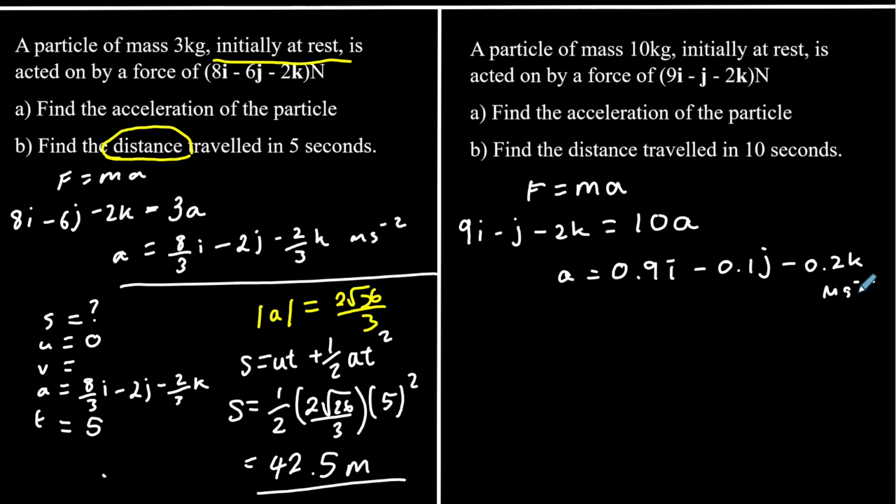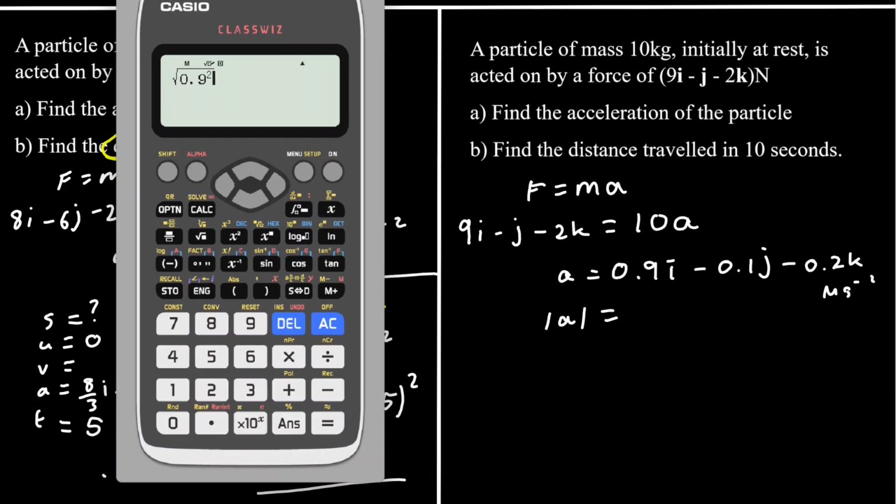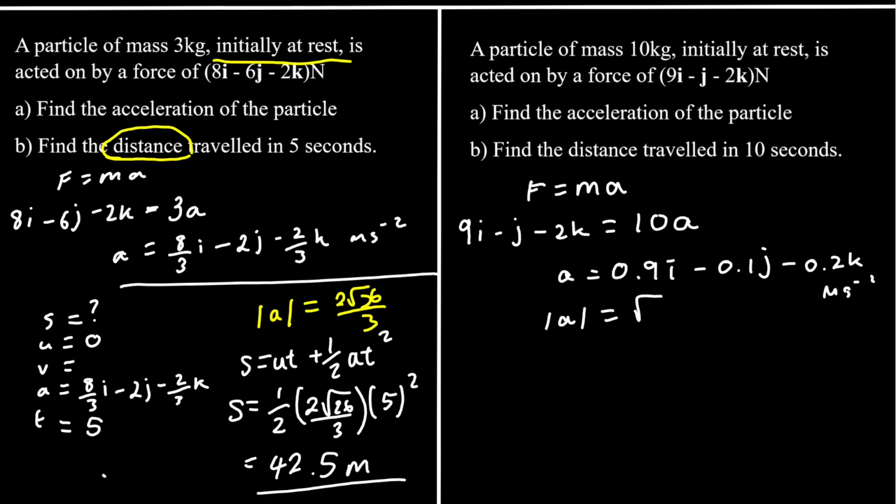Find the distance travelled in 10 seconds. Let's find the magnitude of the acceleration. So the square root of 0.9 squared plus 0.1 squared plus 0.2 squared is root 86 over 10. I'll leave that for now.